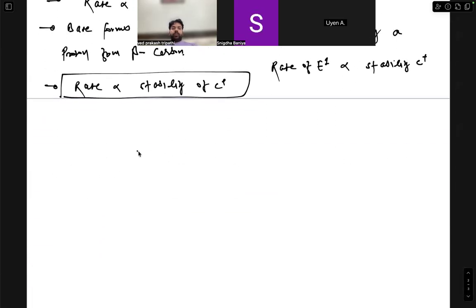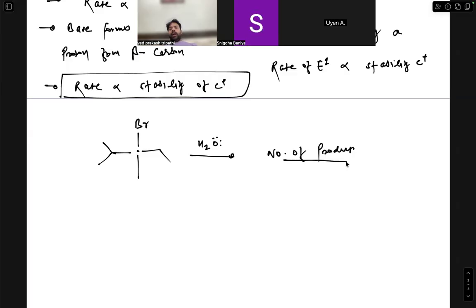I have a question for you. Suppose this is a carbon having one bromine, this side ethyl, this side methyl, this side isopropyl. And we are going to react with a base, suppose H2O. Then tell me how many alkenes we can get. How many products? Number of products. Tell me. I already told you the number of alkenes depends on the number of beta H. If you have 3 different beta, then 3 different alkenes. If you have 2 different beta positions, then 2 different alkenes. If single, then only one alkene. Please tell me.